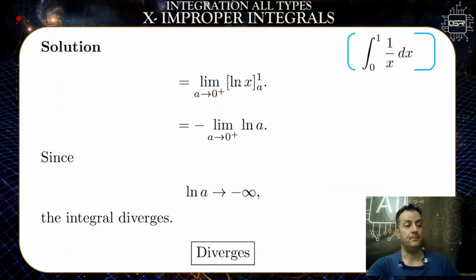So the limit of ln x between 1 and a approaching 0 plus equals minus the limit of ln a as a approaches 0 plus, which is minus infinity. It diverges.